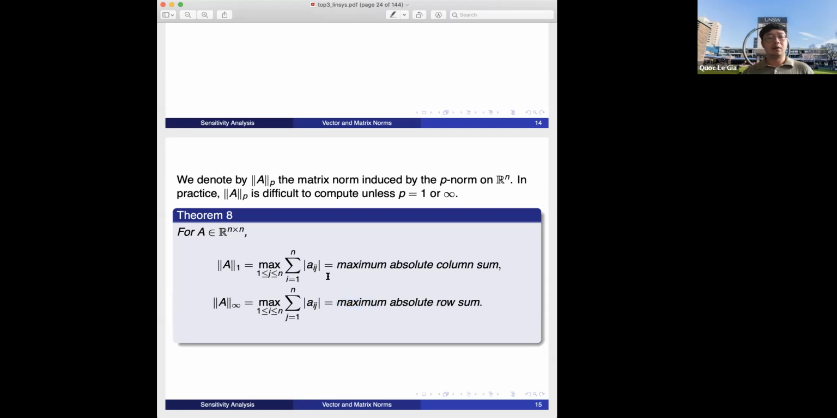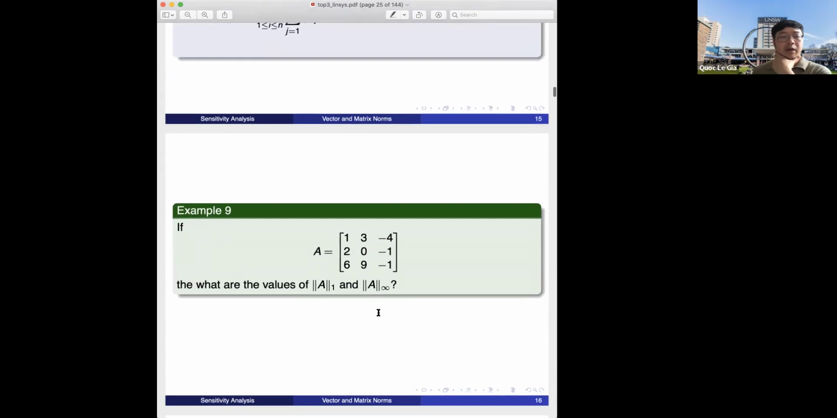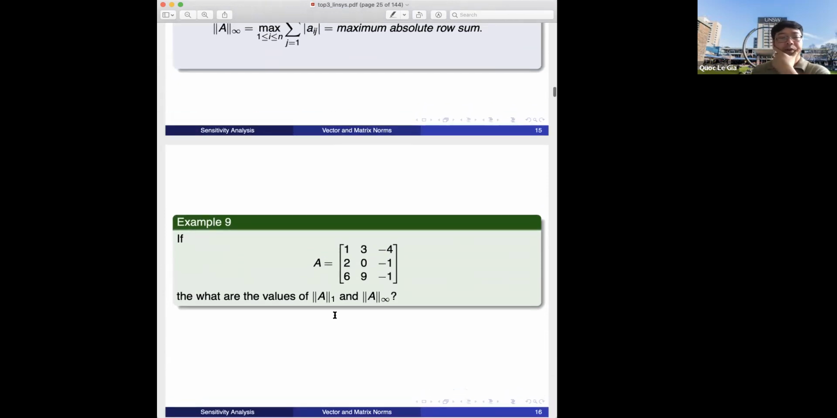Remember, look at the index here. You sum over I, and that's why you sum over the columns, and then you max over J. This one is in a different order: max over I, but you sum over J. Now maybe do a simple example. Suppose I have a matrix A like this. Then what is the one norm and what is the infinity norm?